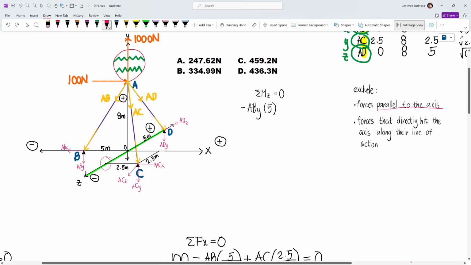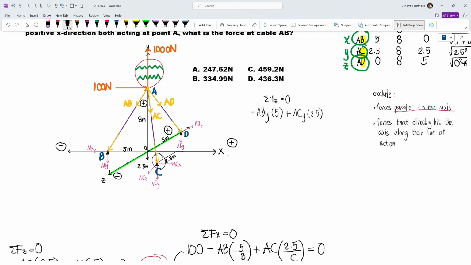Now about the Z-axis, ACY will cause a clockwise rotation, and it will have a moment arm of 2.5 meters. So this will be plus ACY multiplied by the moment arm, which is 2.5 meters. Now, aside from these loads, we must also look at the external loads. For this one, if we extend the line of action of the 1000 Newton load, it will extend up to the Z-axis, and so that will be excluded. However, the 100 Newton load will have a moment arm of 8 meters about the Z-axis, and so we're going to include that.